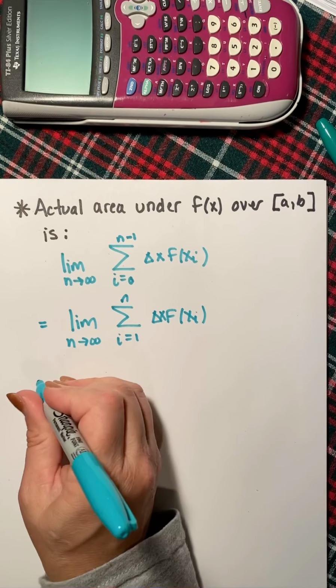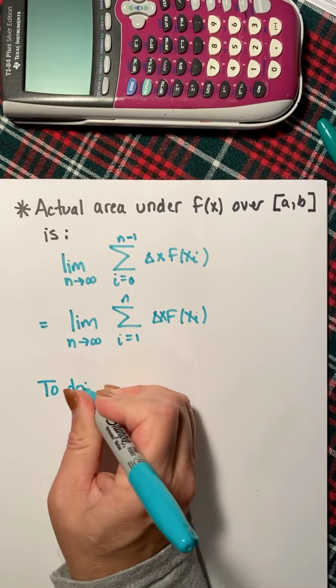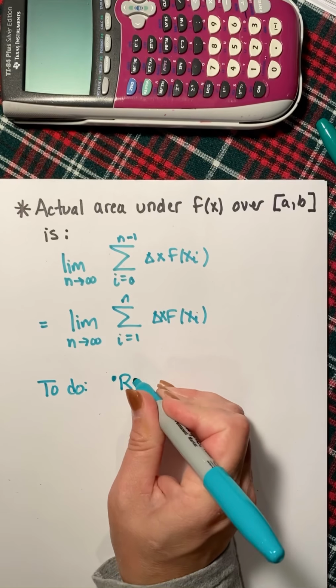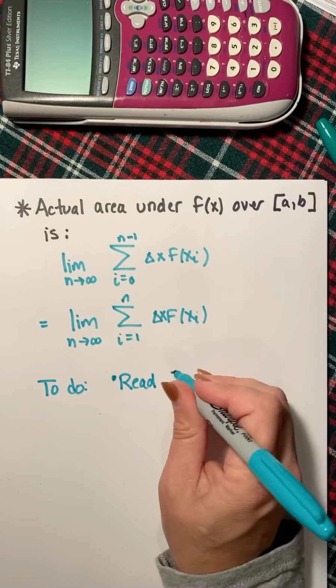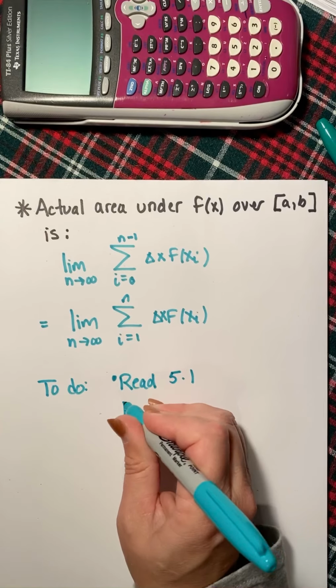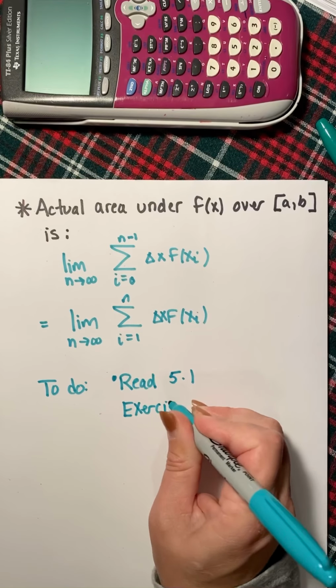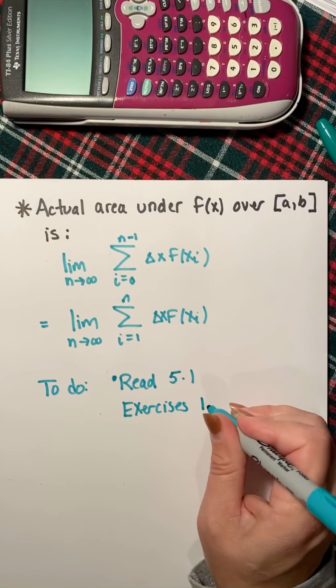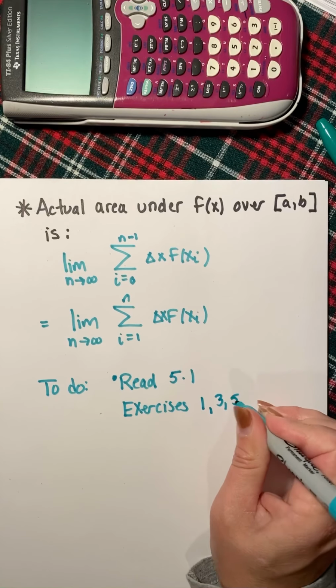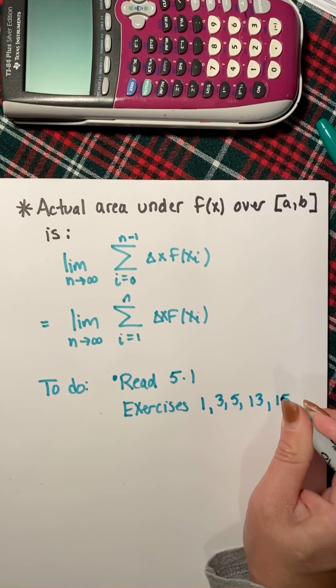All right, so to do: read 5.1, exercises 1, 3, 5, 13, and 15.